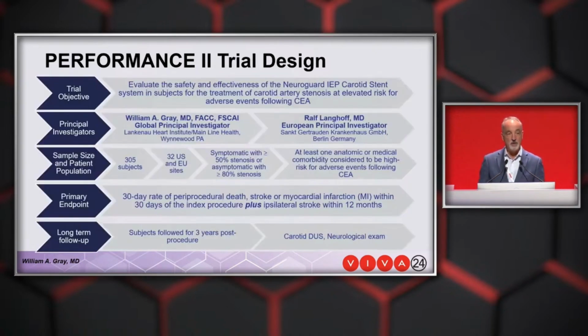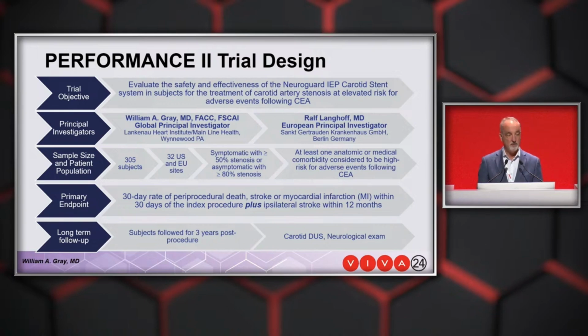The Performance 2 trial design was to evaluate the safety and effectiveness of this NeuroGuard integrated embolic protection system in patients at high risk for endarterectomy. I was privileged to be the principal investigator with Rolf Langhoff in Europe. There were 305 subjects in 32 US and EU sites, with a symptomatic 50% lesion set or 80% asymptomatic lesion set, and they had to have a criterion for high-risk endarterectomy.